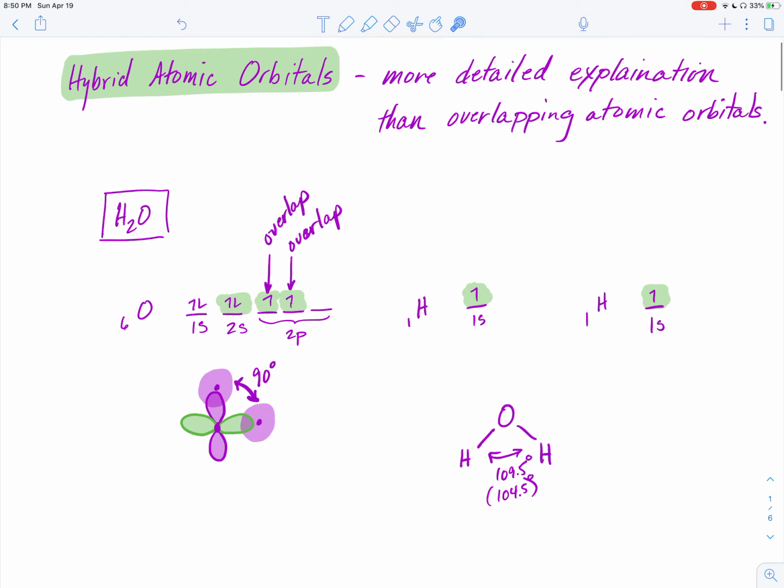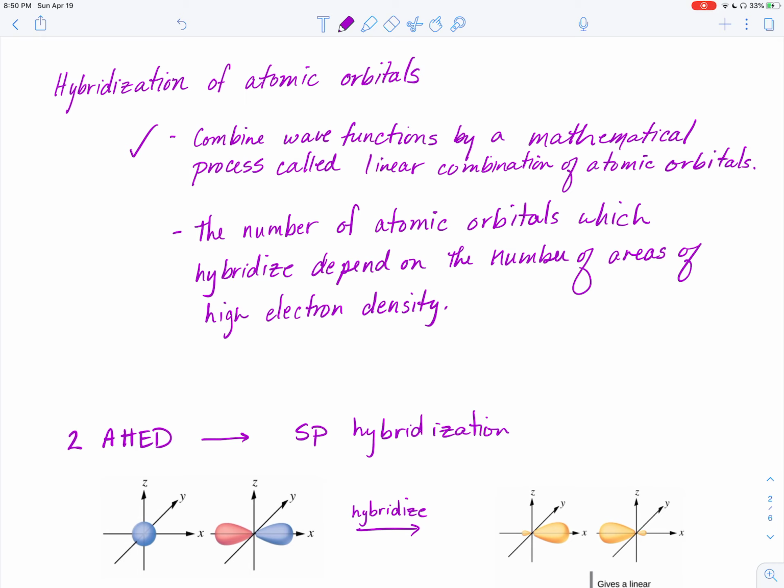The hybridization of orbitals happens in this particular way. You have to combine wave functions by this mathematical process called linear combination of atomic orbitals, or LCAO. And the number of atomic orbitals which gets hybridized depends on the number of areas of high electron density on that atom. And so this is really important.